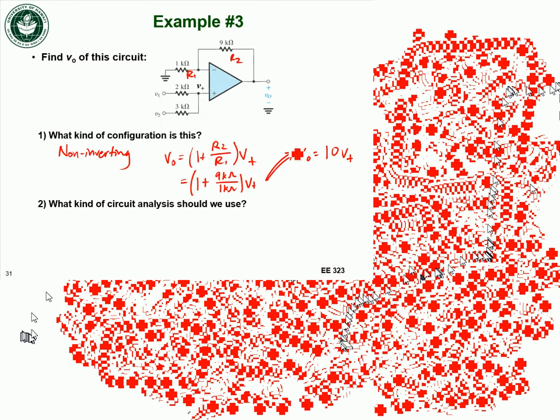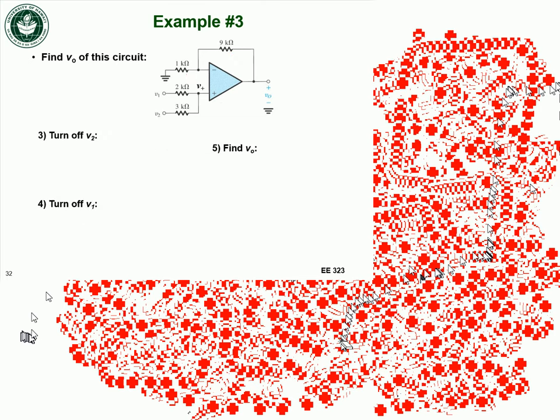Okay, but now I'm going to go back to the circuit that has V1 and V2 and resistors connected to that node. Okay, so now what kind of circuit analysis should I use from this point? Superposition. Because I have two sources here, so I'm just going to turn on one of them at a time and see what happens at the output. Okay, so let's first turn off source 2. And so we do that by shorting out the voltage source, so that goes to ground.